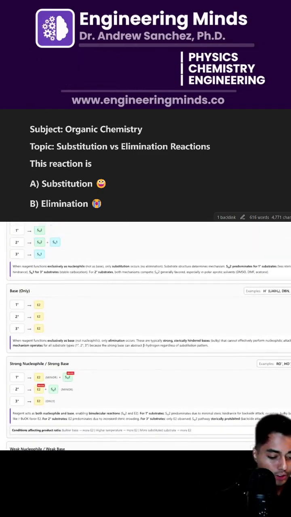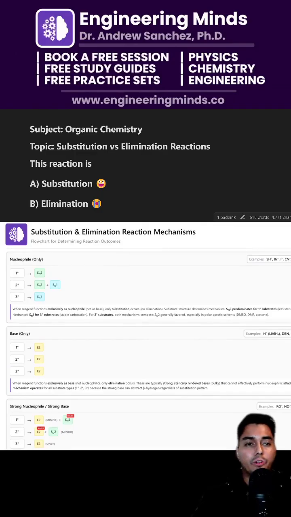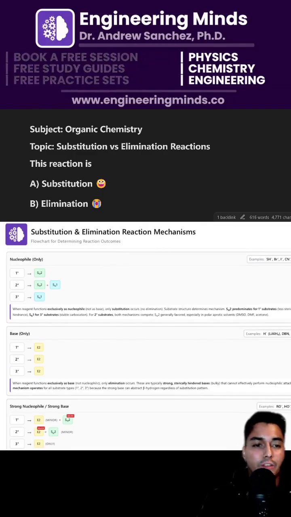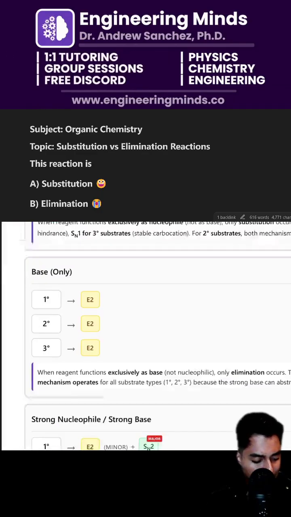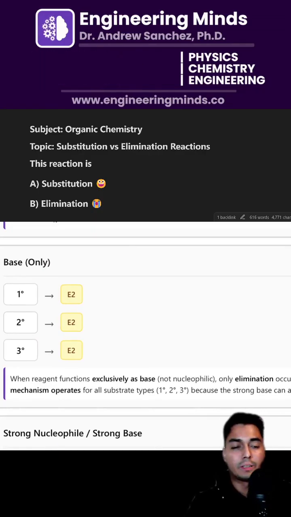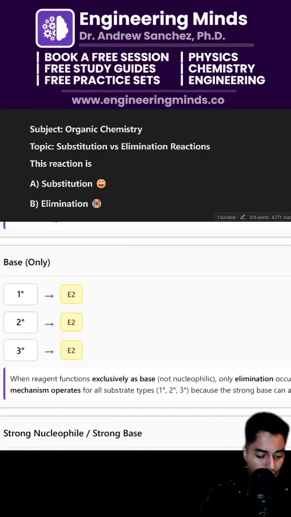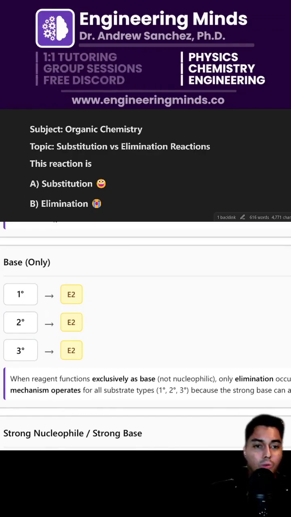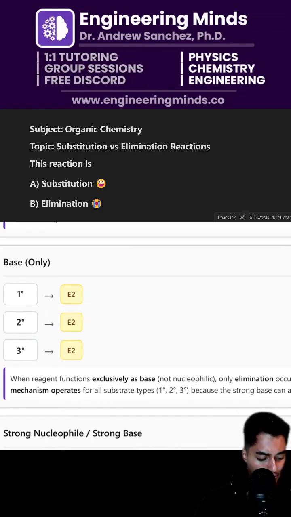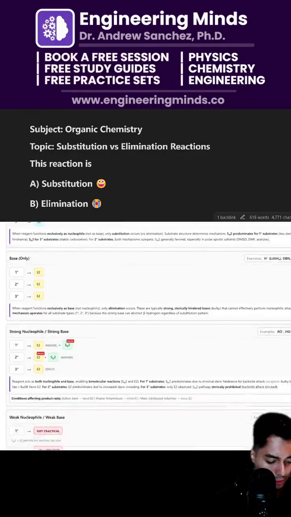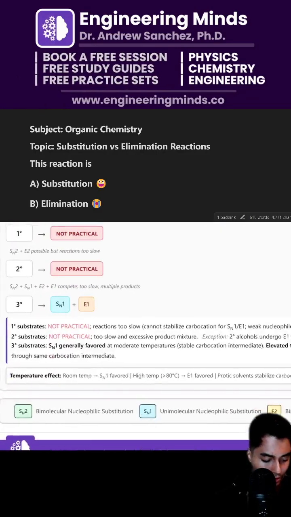So guys, this is going to be our table. Once again, if you want the table, just DM me for the notes, or join the Discord for the table. If we have a base only, it's going to be E2 no matter what. It's going to be only elimination here, so that's why it's E2. It's not going to be E1 because we don't have any additional reactions here.